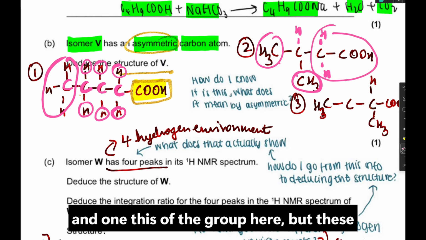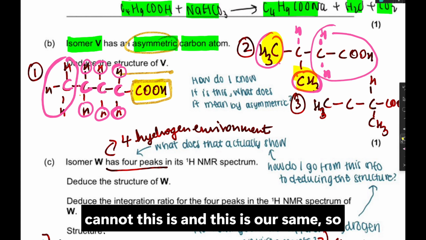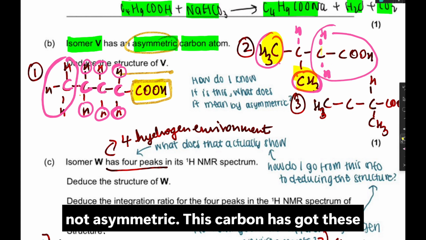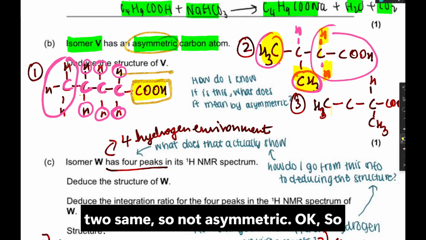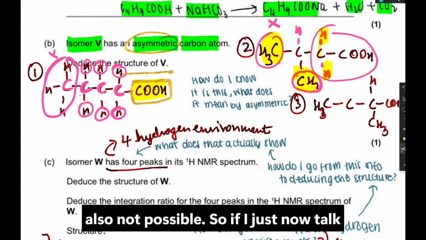but these two are matching, so this is and this is are the same, so not asymmetric. This carbon has got these two same, so not asymmetric. Okay, so therefore this is not possible. This is also not possible.